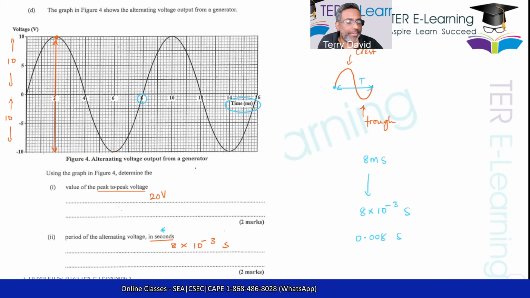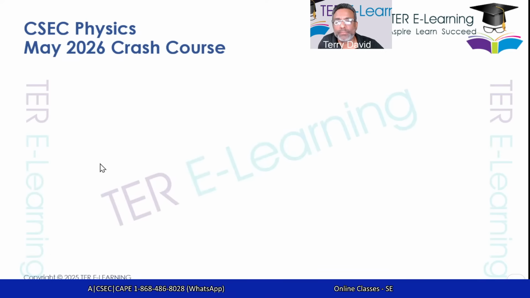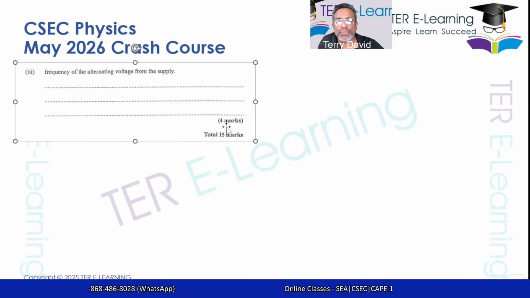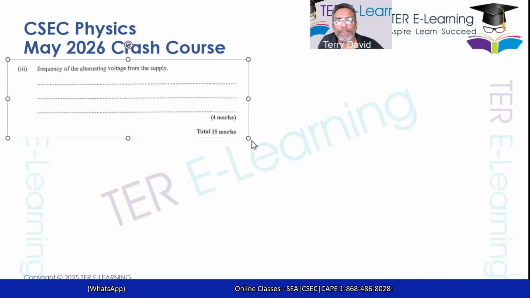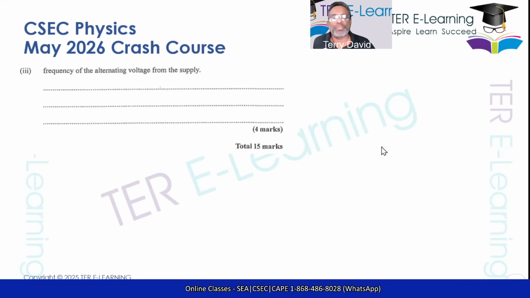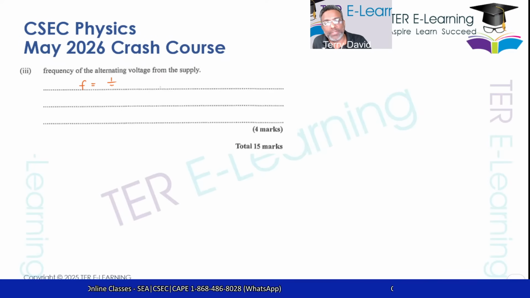And the next part here now, I guess they want the frequency. Yeah, they want the frequency here and the 4 marks too. Right, so what's your frequency? Okay, so first of all, there's a formula for frequency. Frequency is 1 over period. So in this case here, it is going to be 1 over.